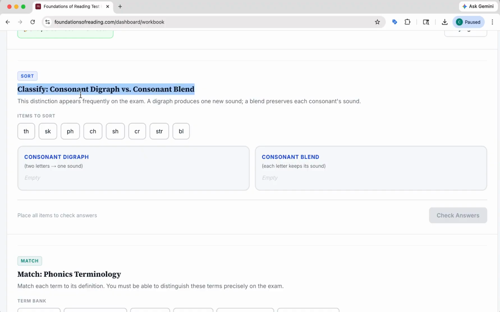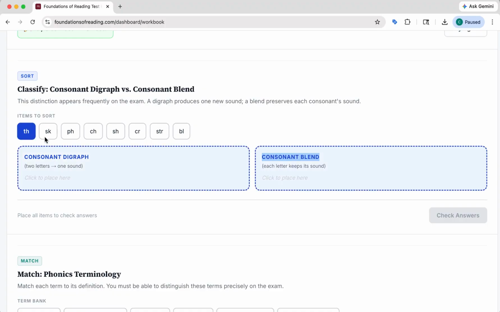Classify consonant digraph versus consonant blend. This is the distinction, let's just read it. This distinction appears frequently on the exam. A digraph produces one new sound. A blend preserves each consonant's sound. We are asked to take these and show that we have an understanding of what is a consonant digraph and which are consonant blends. So let's just begin straight away.